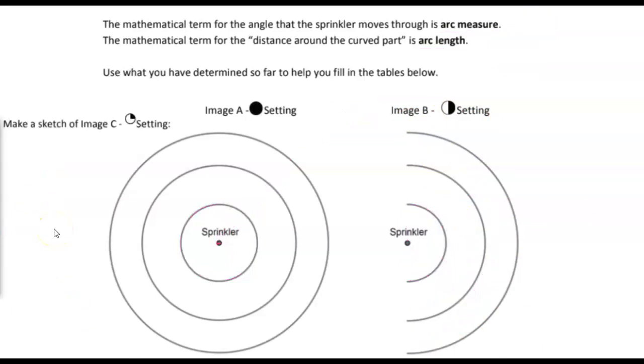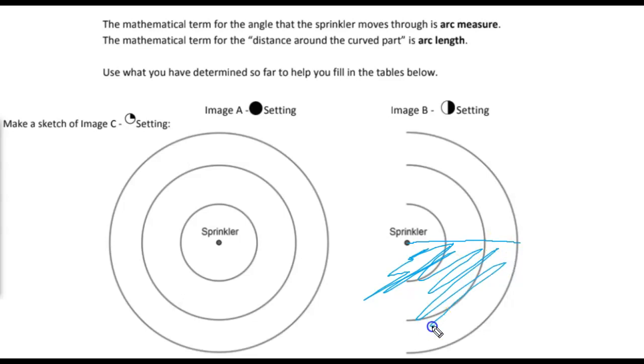Now, make a sketch of image C. Notice they gave us the 2 settings here, but we didn't get the quarter one, so we would have to draw that ourselves. If I'm just going to use the picture that I have here for the quarter setting, I would want to take half of this one over here. So I'm going to get rid of this piece of the picture, and so this sprinkler is just going to be getting this one quadrant wet. So if I just wanted to sprinkle that one quadrant, it would look something like this.